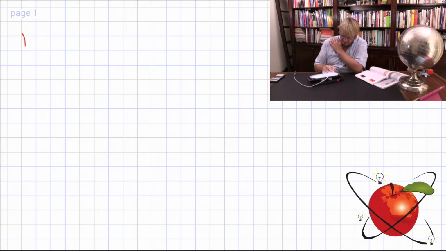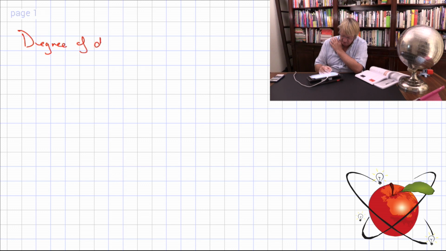Okay, this is waves 2, grade 11. In this section, we're going to take this concept of diffraction a little bit further. Okay, but just before we do, let's just have a look here.